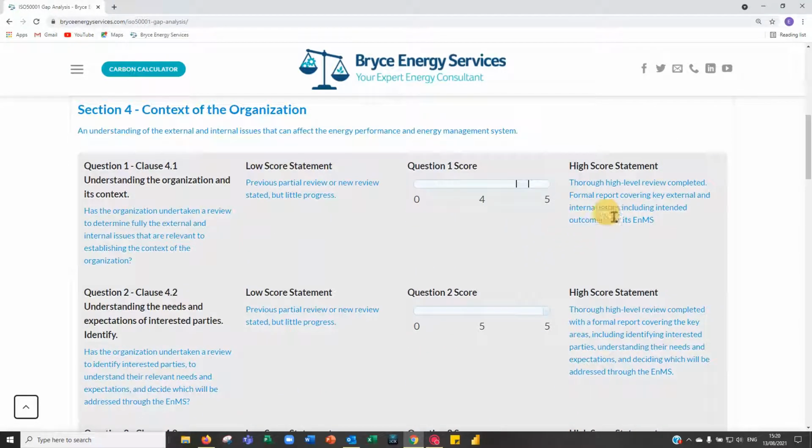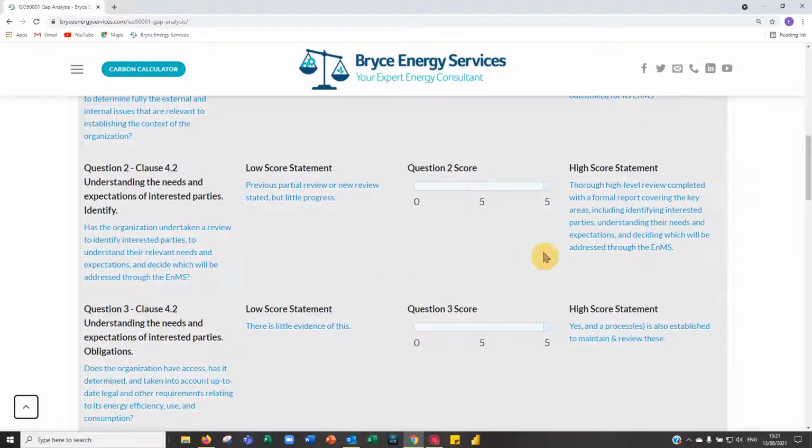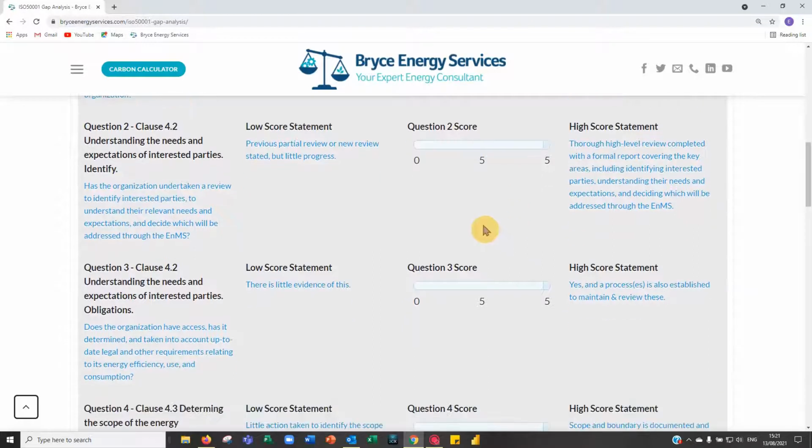And just to give you a bit of insight, a low score statement: previous partial review or new review started but little progress. High score: thorough high level review completed, formal report covering key external and internal issues, including intended outcomes for its energy management system. So that gives you an idea of what a 0 should be and what a 5 should be. And that's repeated all the way down through. So next question.